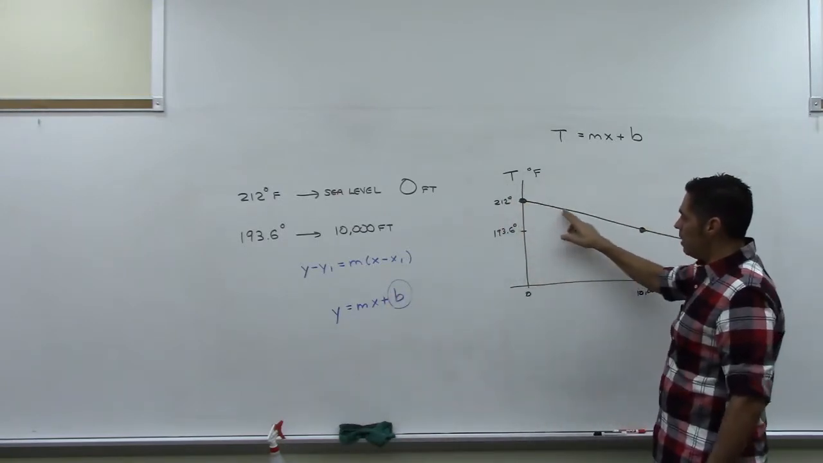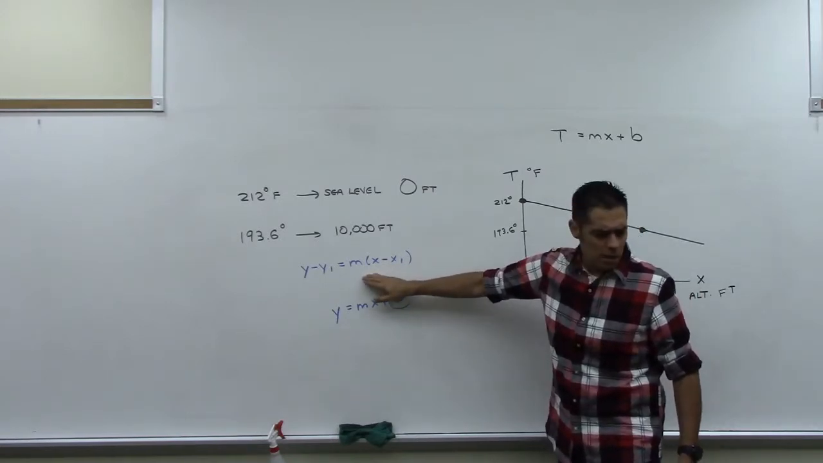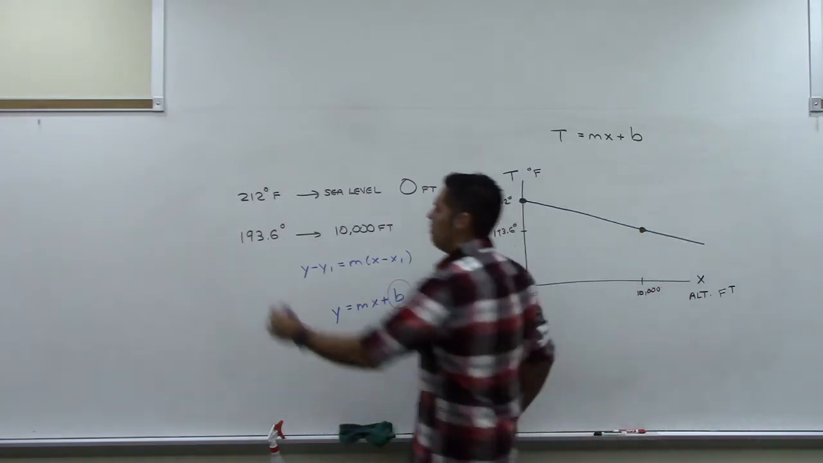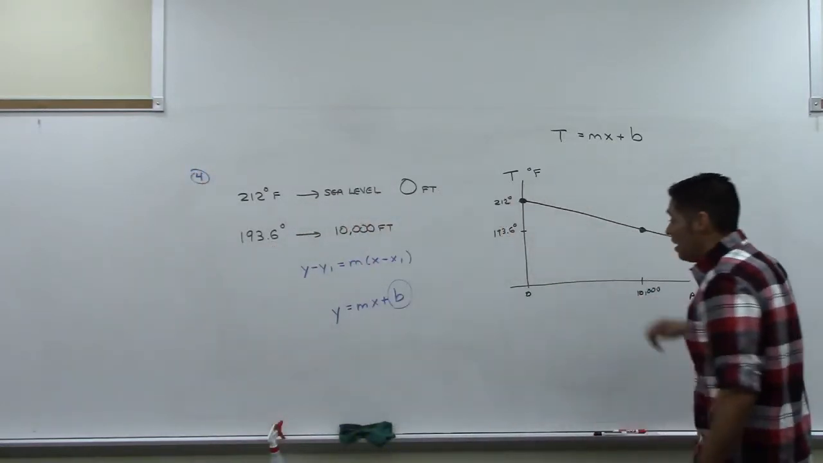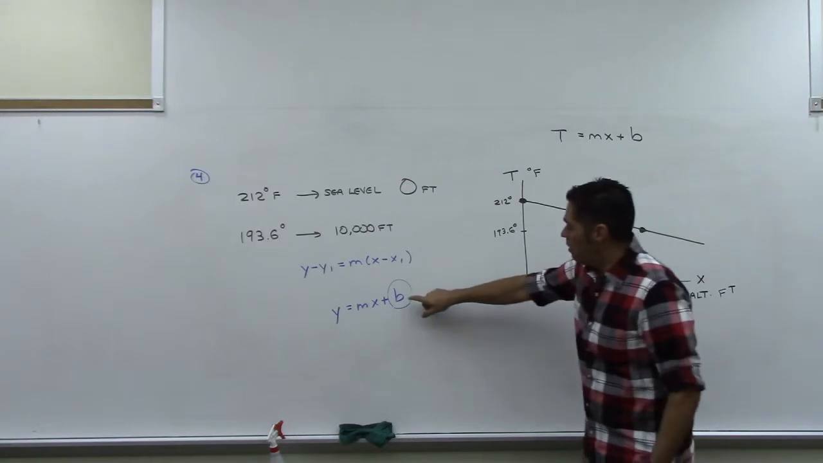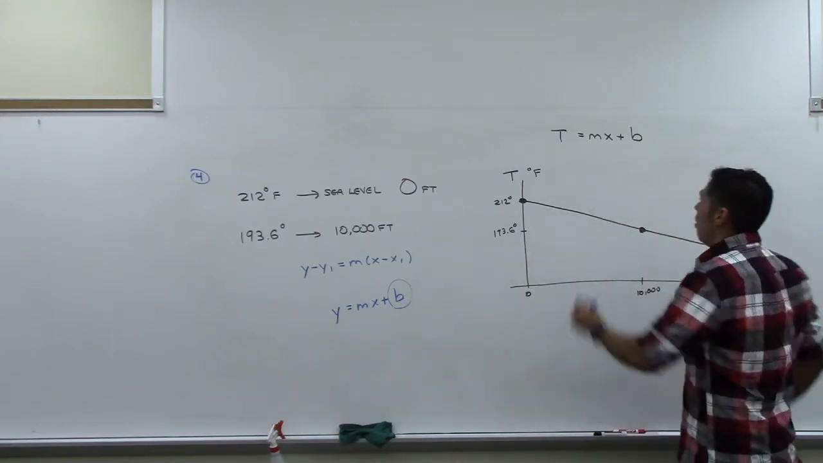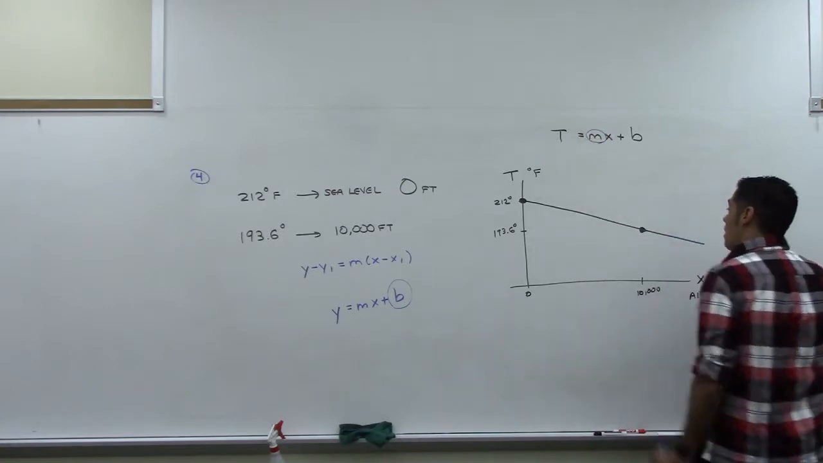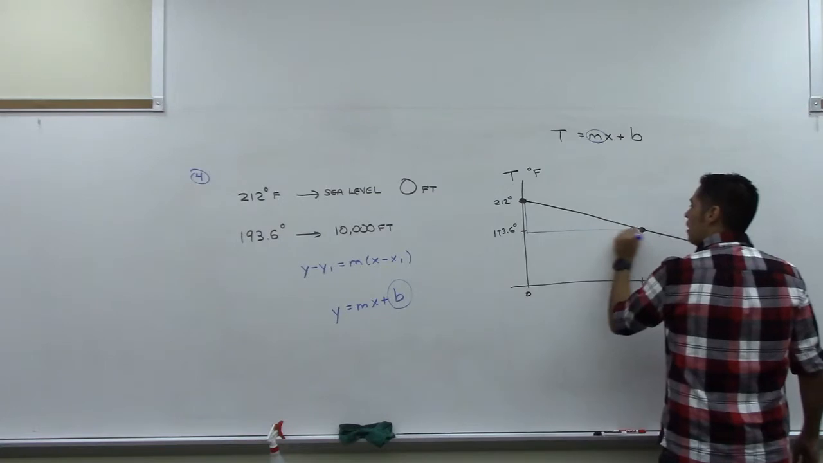Had this point been over here somewhere, we would need to go back and do what we did on problem number 1. Oh yeah, by the way, this is problem number 4. So I'm going to take advantage of the fact that I already know that's 212 degrees. So all we really need to know is the slope. And to find the slope, you just need to find rise over run.